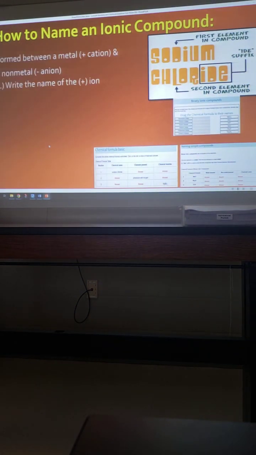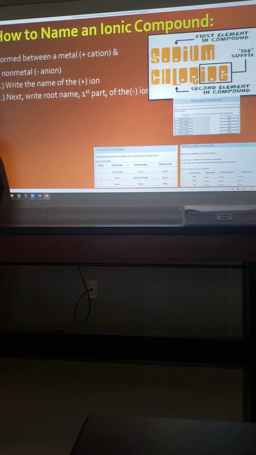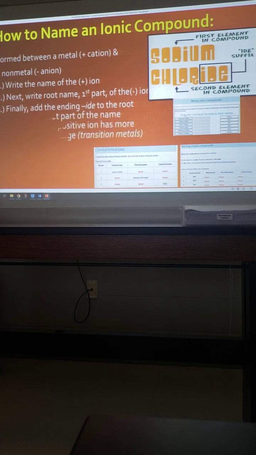Okay, so we write the name of the positive ion first. Next, you write the root name of the first part of the ion. All we mean by the root is the beginning part. So ox, sulf, phos, right? You drop the ending of the oxygen, the sulfur, the nitrogen and the iodine, and then you add IDE to it. And that's it. That's how you do it.